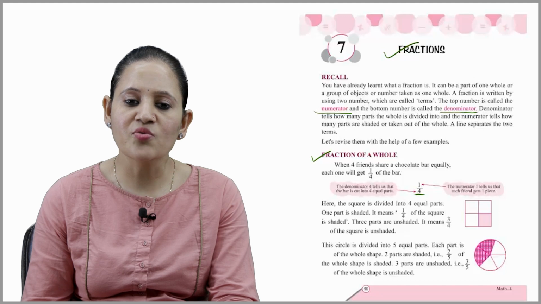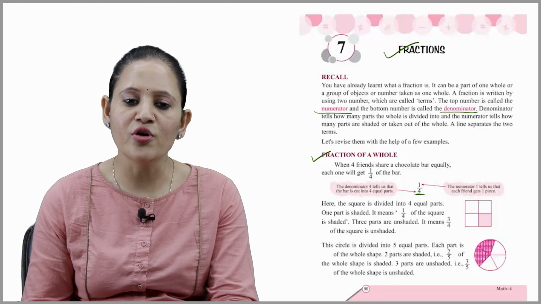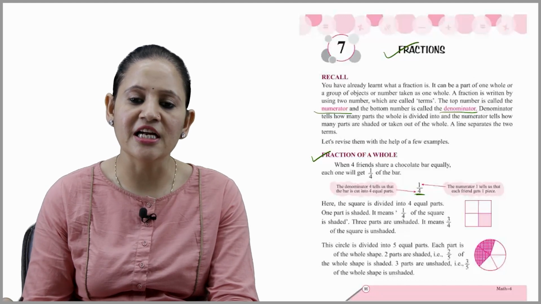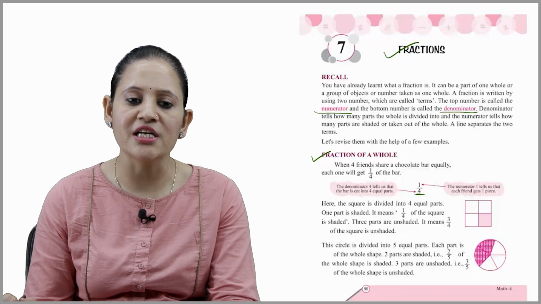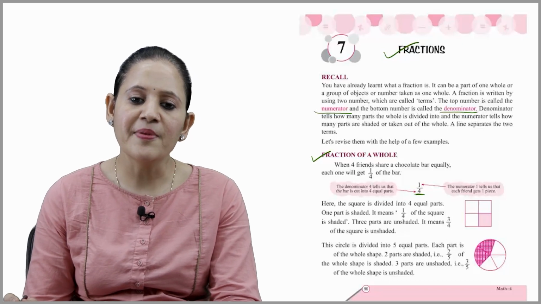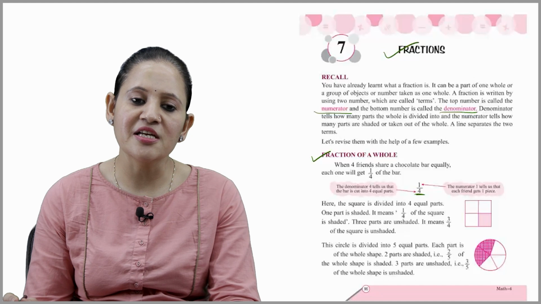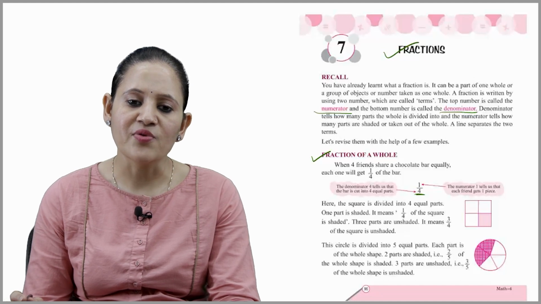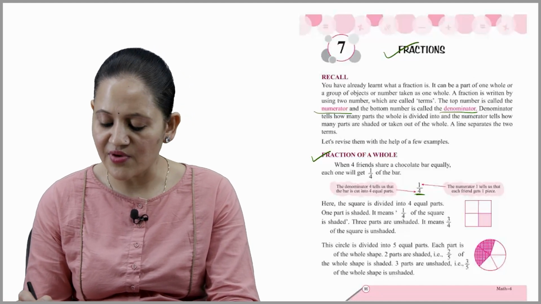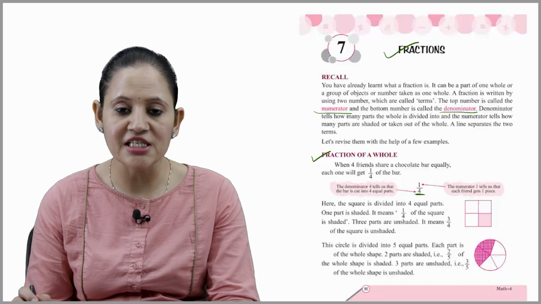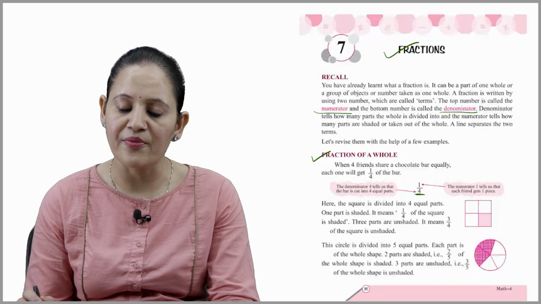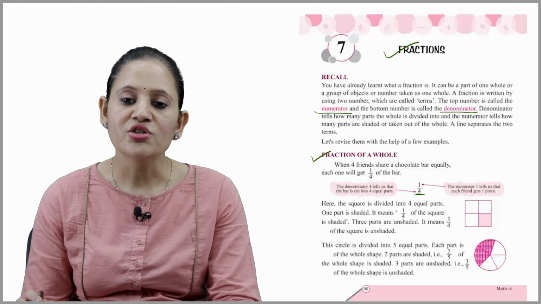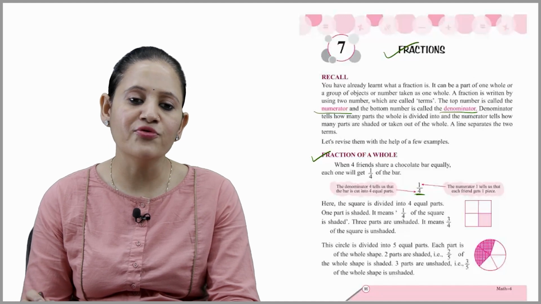Here the square is divided into 4 equal parts. One part is shaded, that means 1/4 of the square is shaded. 3 parts are unshaded, that means 3/4 of the square is unshaded. Here the square is divided in 4 equal parts, out of that 1 is shaded, so 1 किसको represent करेगा? 1/4 का, and 3 are not shaded, so that will represent 3/4.